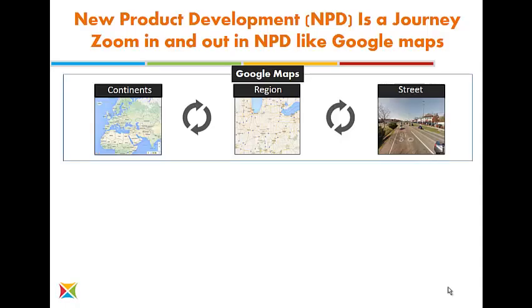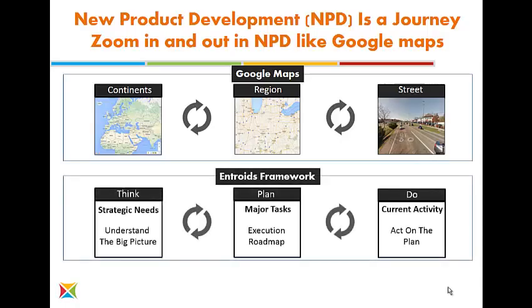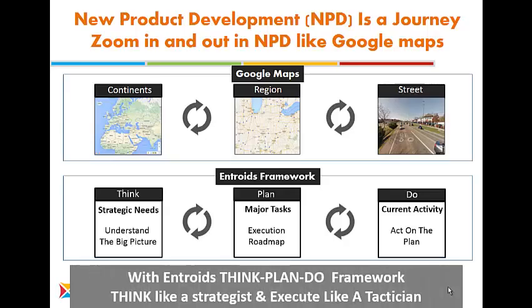That's the old way. Entroids implements the Think, Plan, Do framework for execution that allows you to zoom into the details of certain aspects of your execution, then zoom back out to a higher level and do that over another area of your execution. It helps you think like a strategist and execute like a great tactician.